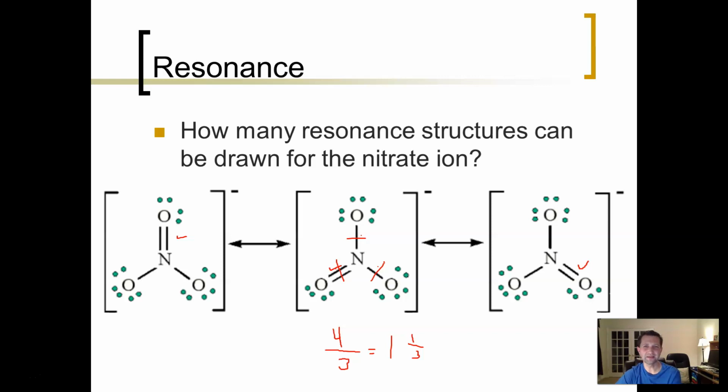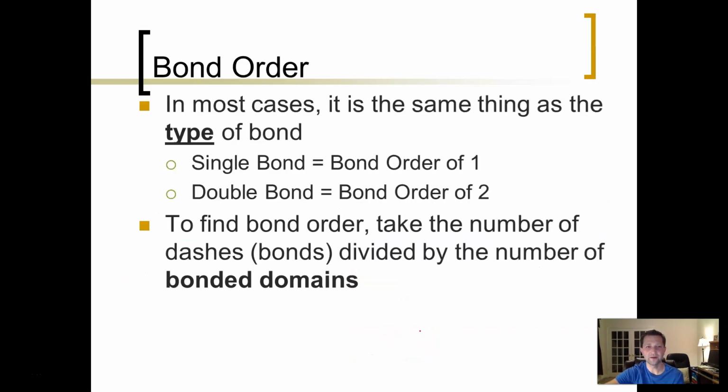bonds. It sounds ridiculous, okay? But if you looked at the bond length, it's closer to that of a single bond between N and O than it is to a double bond between N and O, because the bond character is 1 1/3. All right?